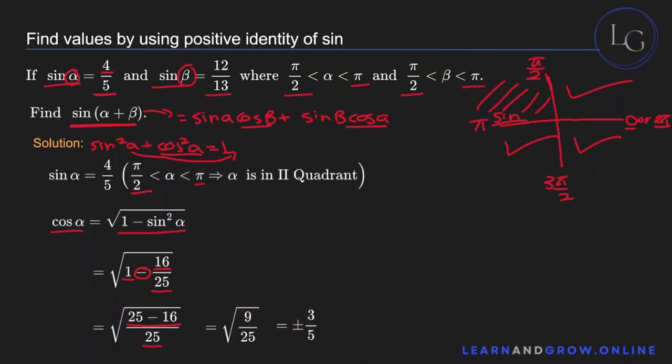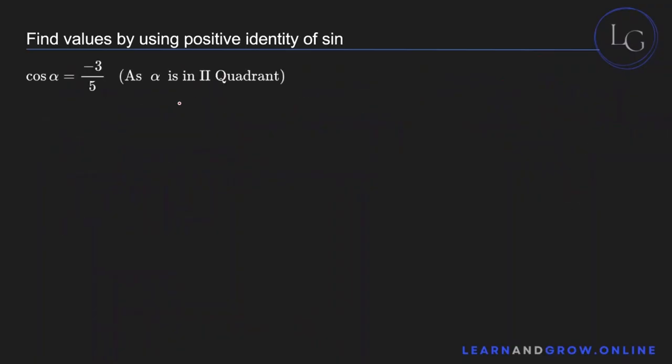Now, we have already established that cos alpha is equal to positive or negative 3 by 5, but we only take negative 3 by 5. Why? Because alpha lies in the second quadrant, and as we all know, in the second quadrant only the sine function is positive, right? So this is the cos function, so it must be negative. Hence, we take negative 3 by 5, not positive 3 by 5.